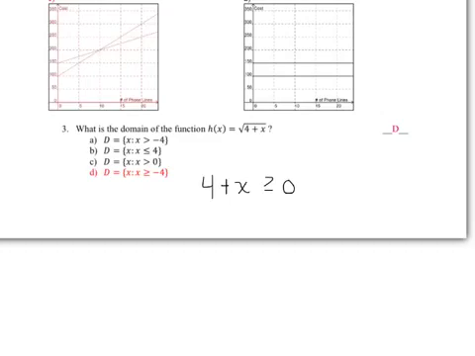So we have to subtract our 4 from both sides. And we're going to end up getting x is greater than or equal to -4, which is simply choice D. So this was just remembering that square root functions have got to be positive radicands.